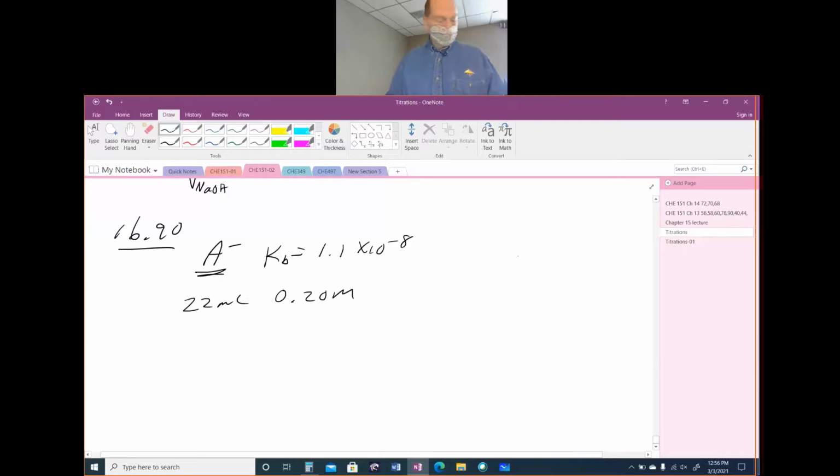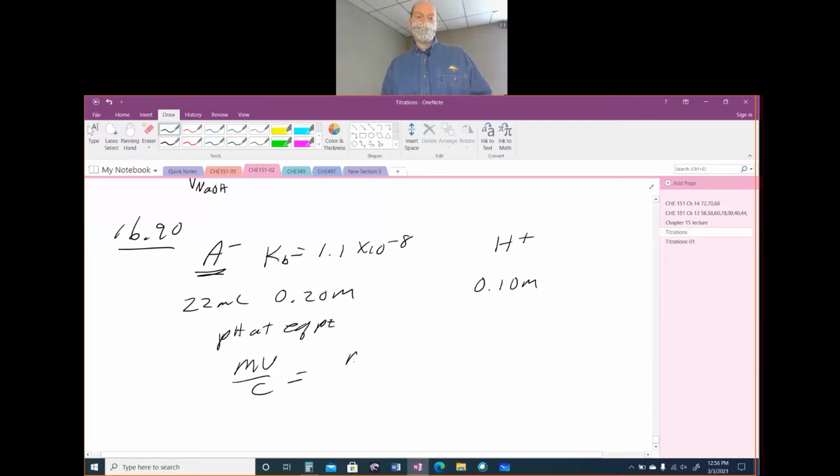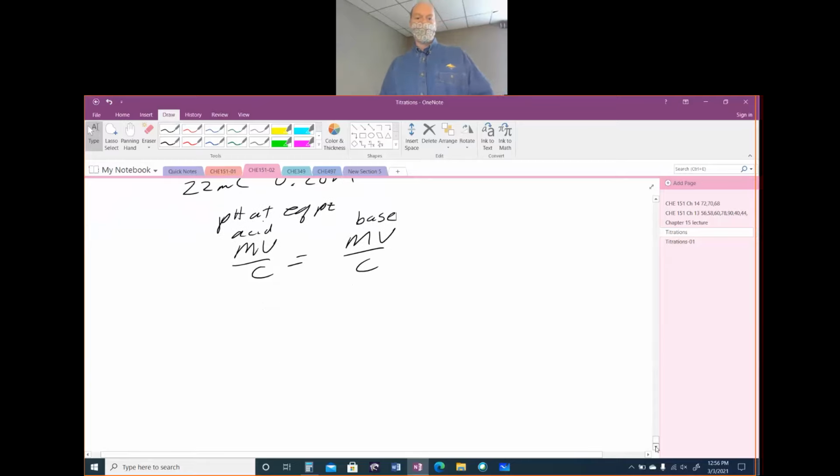And then it's titrated with HCl. And so now I have HCl, strong acid, simply H plus, and I have 0.10 molar. And I want the pH at the equivalence point. All right, and so whenever I see pH at the equivalence point, MV over C is equal to MV over C. You got your acid on one side, you got your base on the other side. All right, and so your acid, you have 0.1 molar. We don't know what volume is required. That's what we're solving for.